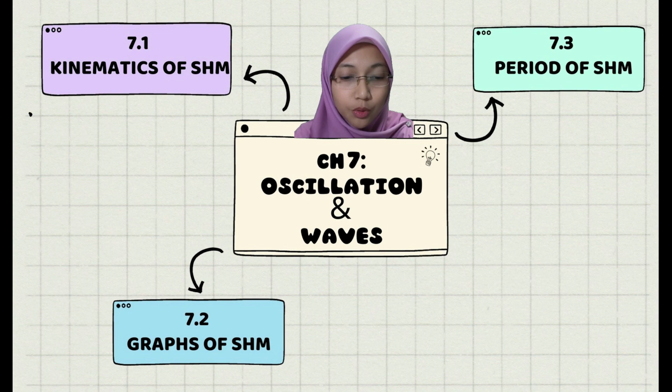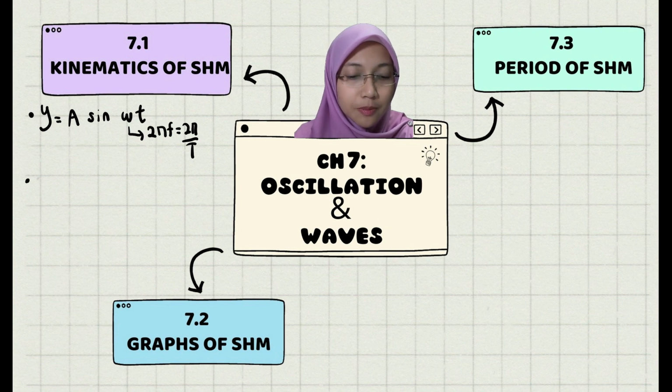So we start with the simple harmonic motion equation, that is the equation for displacement. It is equal to A sine omega t, and hopefully you can still recall the equation for omega, that is 2 pi f or 2 pi over period. Apart from the displacement, you also have the equation for velocity.